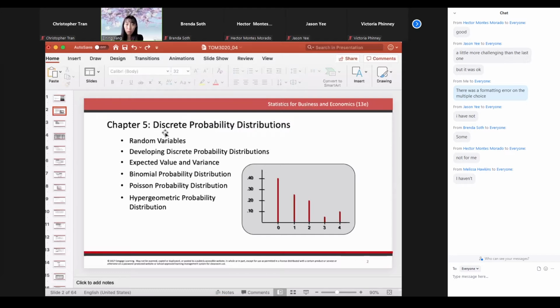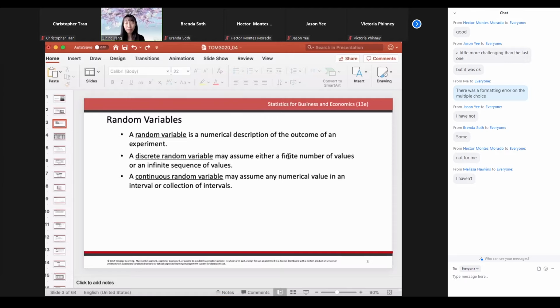We start with chapter 5 because it's simpler, and then move on to chapter 6. Chapter 6 gives us the generalizable operation of how to calculate everything. But in chapter 5, we start with the basic concepts. We have talked about variables. A variable is something that we're interested in, want to measure, and collect data about.